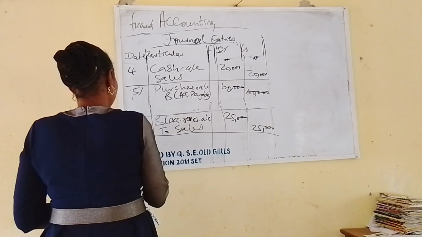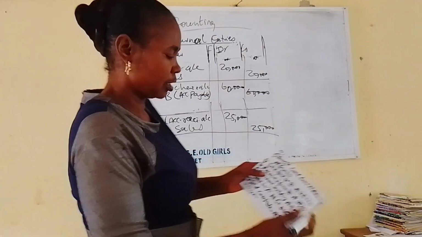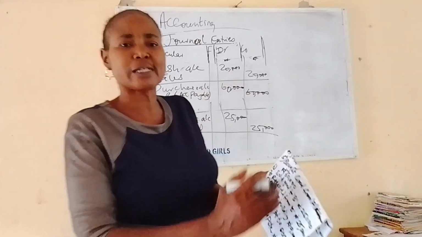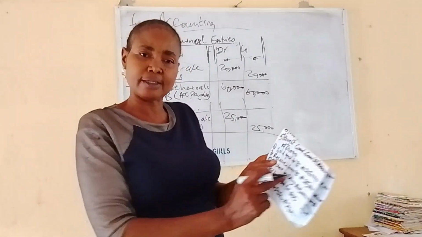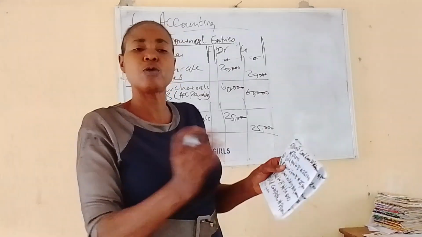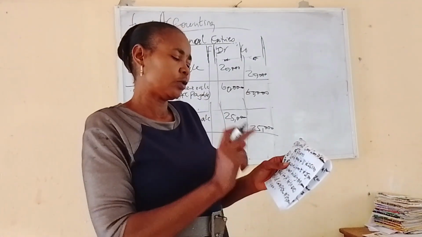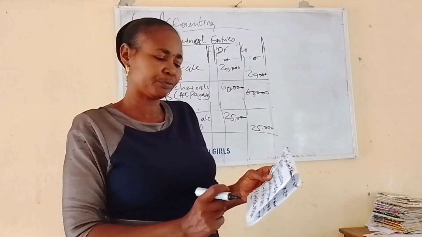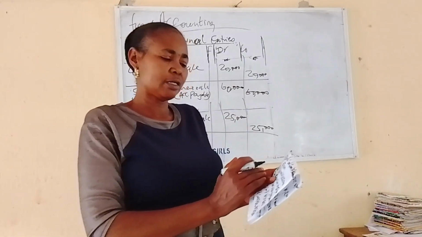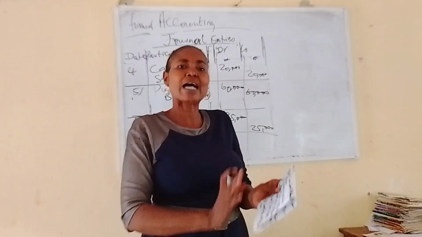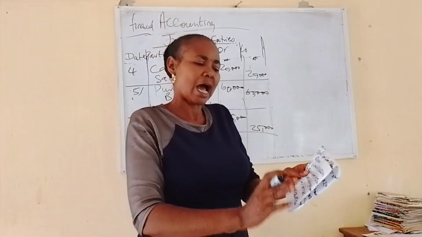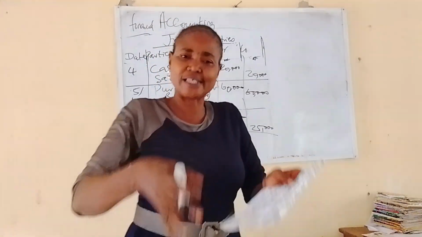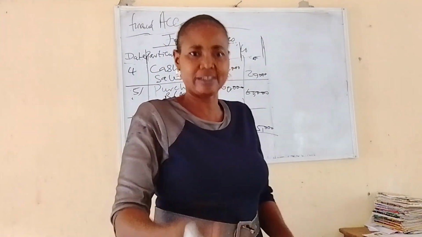Then received from B 25,000. So B had offset his bill. He had paid the company what he was owing it. When he received from B, he received what? Money. Received cash from B. Cash increases and accounts receivable decreases. Are you getting it now?